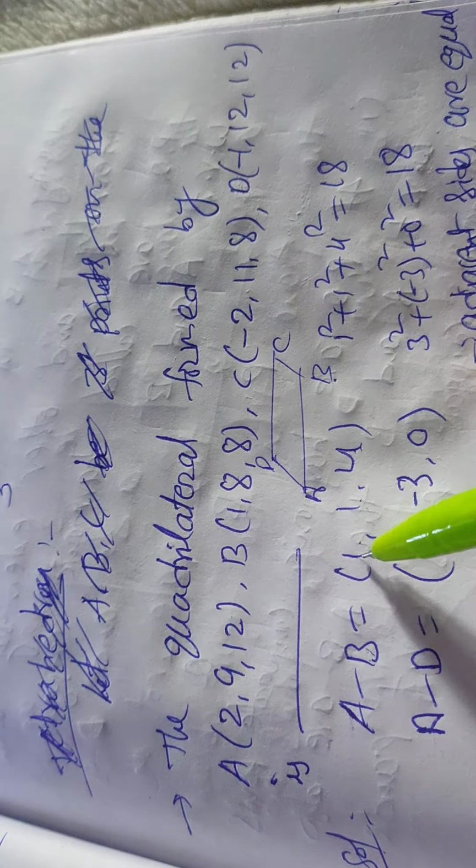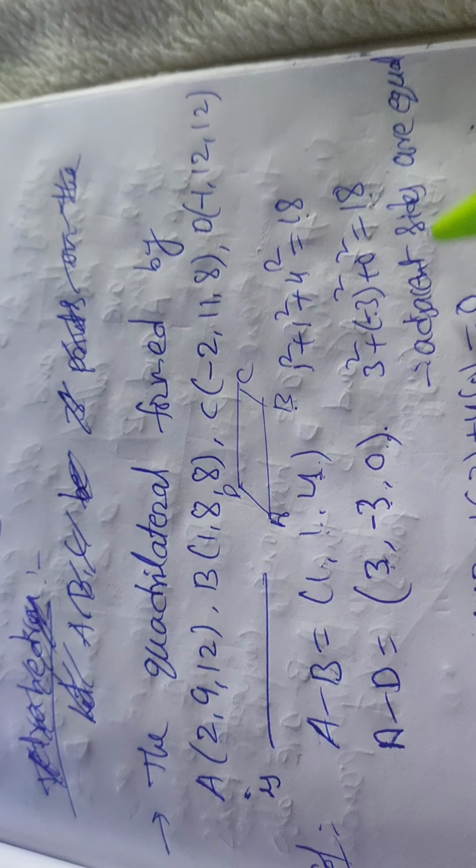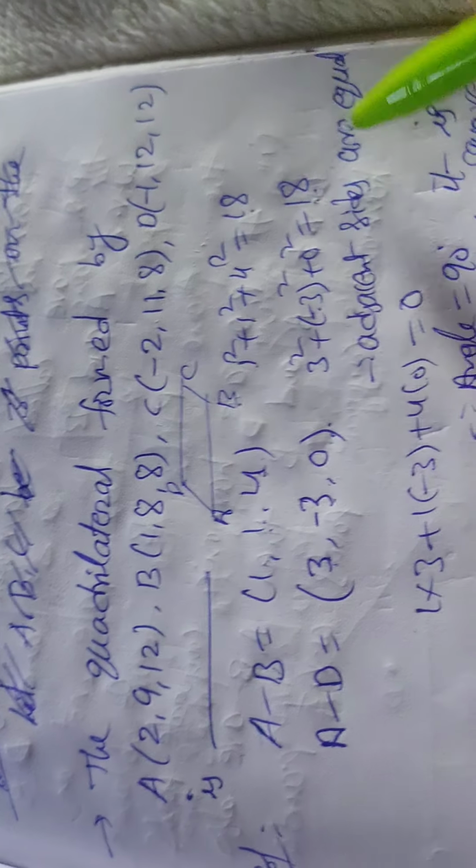See here, this is a, b, c and this is p, q, r. First you find a square plus b square plus c square, that is 1 square plus 1 square plus 4 square. So 1 plus 1, 2, plus 16, that is equal to 18. Next 3 square plus minus 3 square plus 0 square, 9 plus 9 plus 0, that is equal to 18. So 18 is equal to 18. So a square plus b square plus c square is equal to p square plus q square plus r square. So adjacent sides are equal.